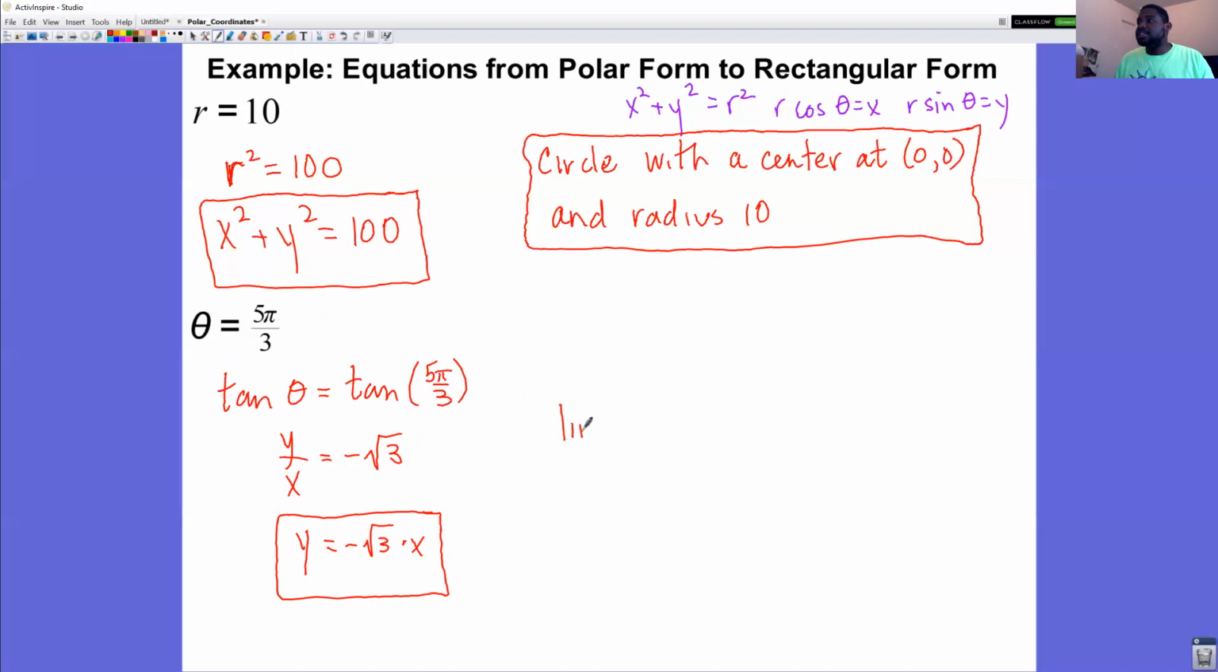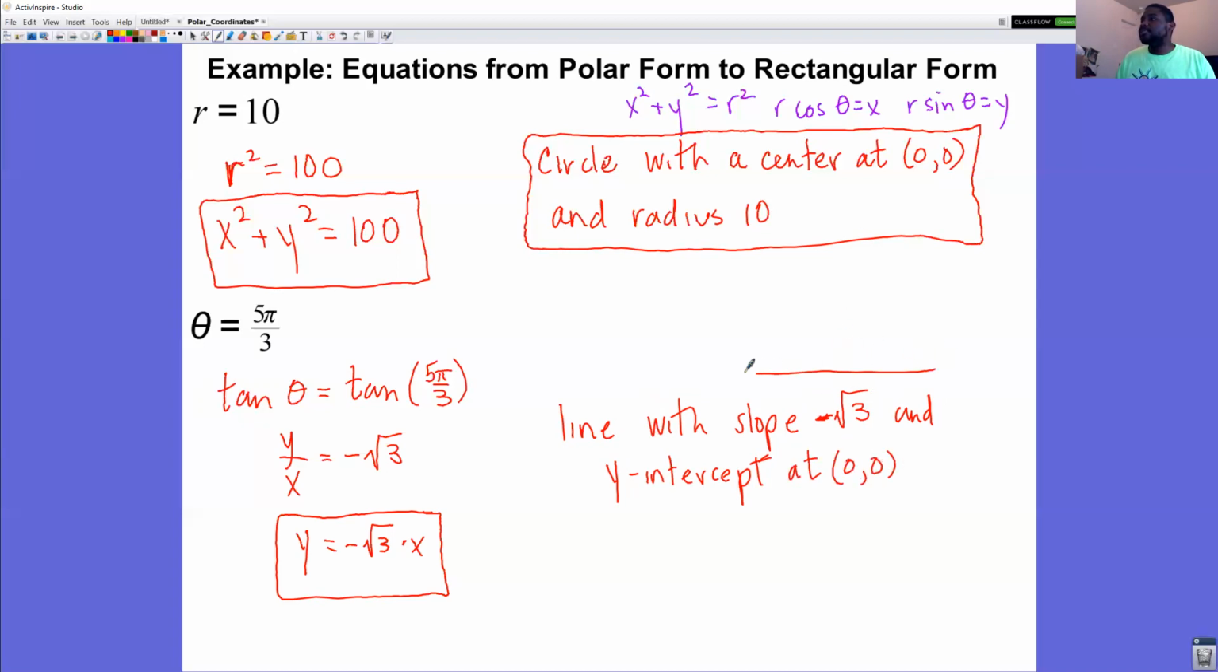So this is a line with slope negative square root of 3 and y-intercept at 0, 0. So if the equation you get is a line, you must talk about what the y-intercept is and what the slope is.